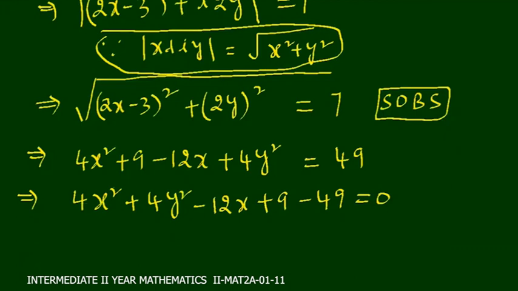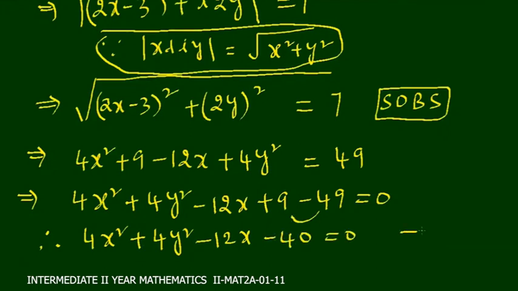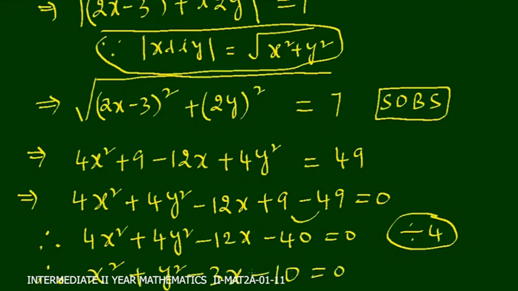So this is 4x square plus 4y square minus 12x, 9 minus 49 is minus 40. So you can divide the entire equation by 4. This will give us x square plus y square minus 3x minus 10 is equal to 0, which is an equation of a circle.